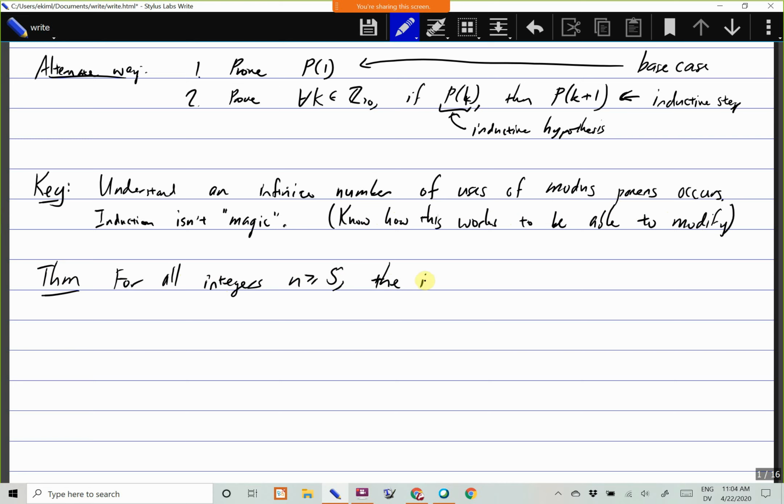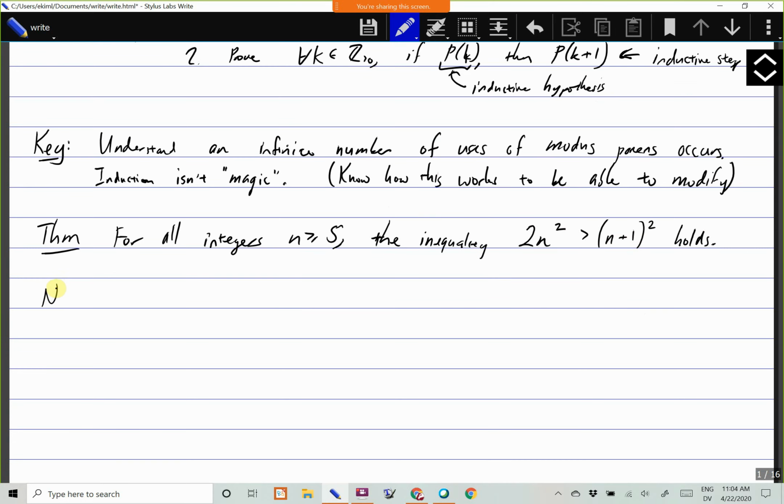All right. So for all integers n greater than or equal to 5, the inequality 2n squared greater than quantity n plus 1 squared holds. Sorry, the pen just ran out for a second. Okay, so just before starting the proof here, just to clarify, p of n is the predicate.